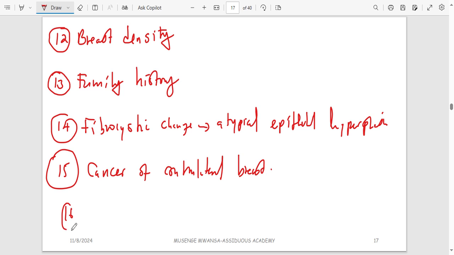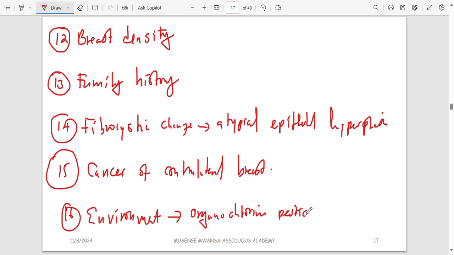Besides that, the environment is also a factor that can put someone at risk. Specifically in the environment, those who are exposed to organochlorine pesticides. These have been associated with an increased risk of getting cancer. Okay. I think these are a lot that we can mention for now.